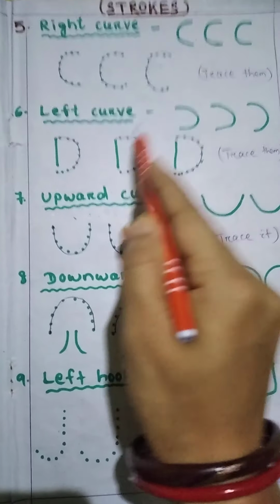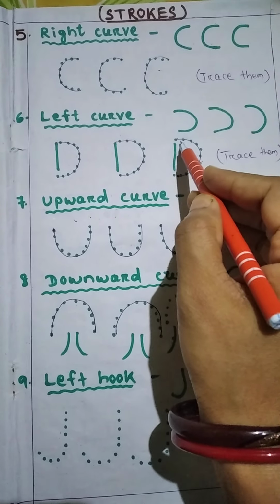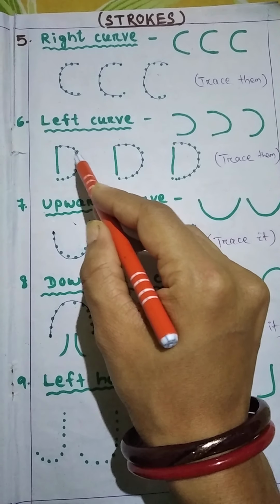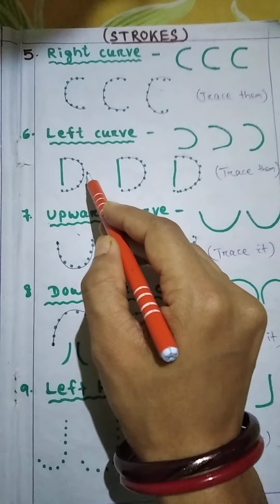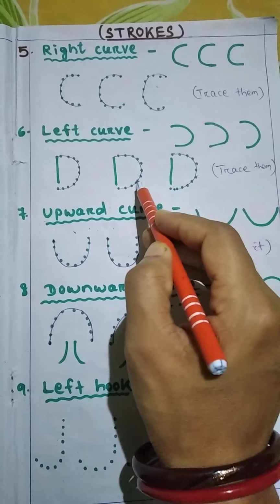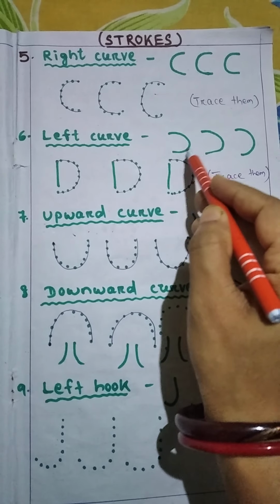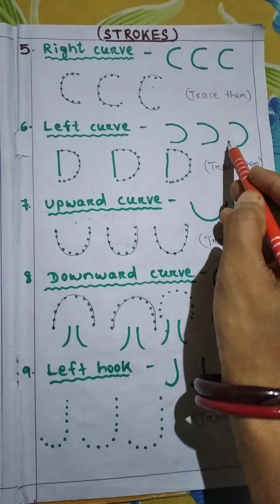Then left curve. Left curve is also when you start writing D, the letter D. D is a very good example of left curve. Okay, now you can trace on it and all these are left curve lines.